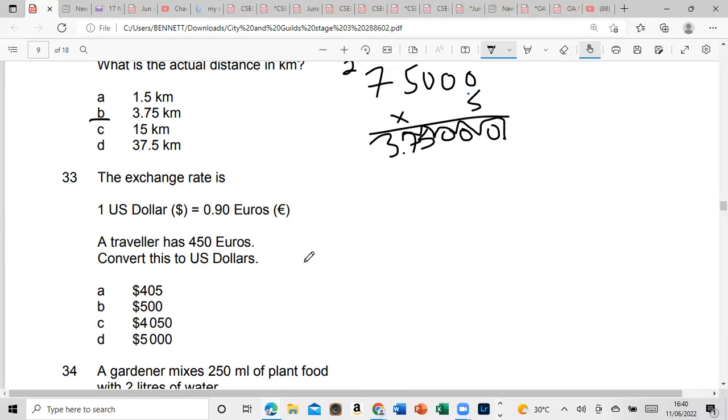All right. So the exchange rate is $1 equals 0.9 euros. A traveler has 450 euros, convert to US dollars. All right. So we can figure out the answer without having to work it out, because look, it couldn't be 405. Because 1 to 0.9, so it will be 500.